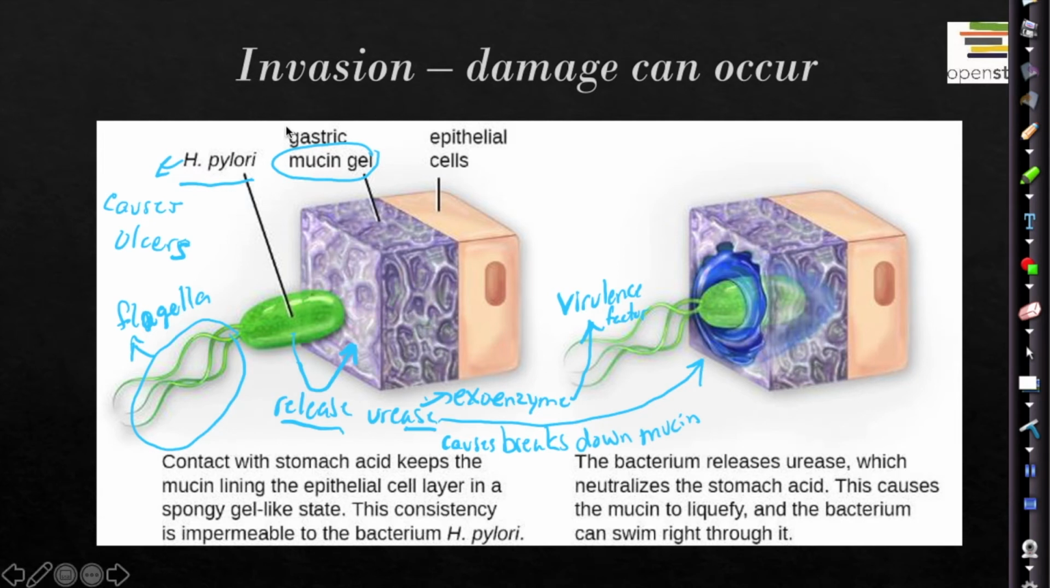So invasion, so H. pylori, it's known to cause ulcers. What it does is it will release urease, an exoenzyme, which will neutralize the stomach acid and cause the breakdown of mucin, which is the mucus that your stomach makes to protect those epithelial cells. So once it breaks down that mucin, it is able to then penetrate those epithelial cells in the stomach. So urease is an exoenzyme. So it's a virulence factor because it allows it to spread further and proliferate.